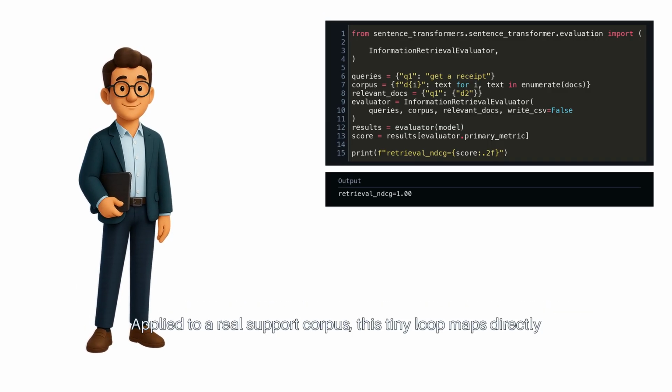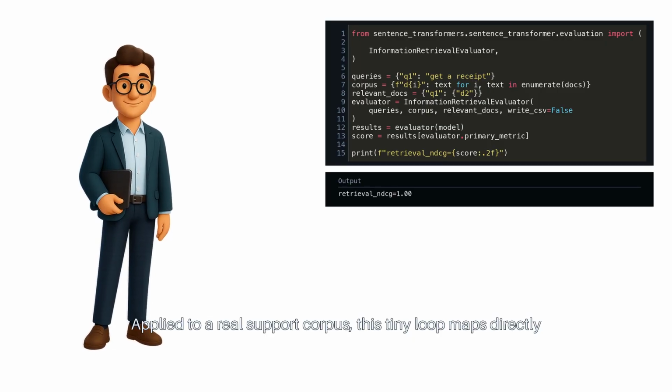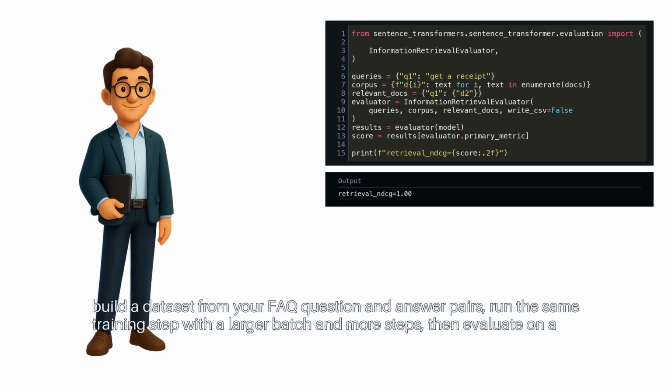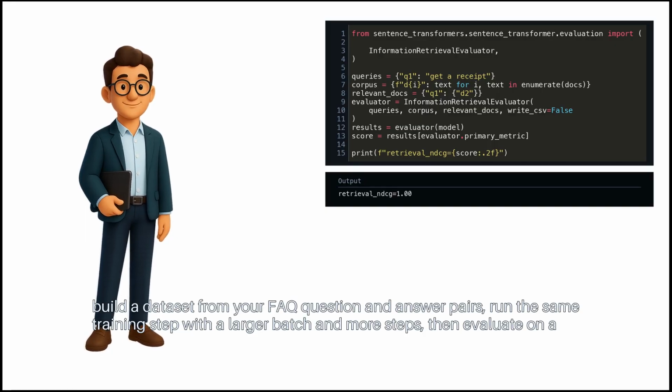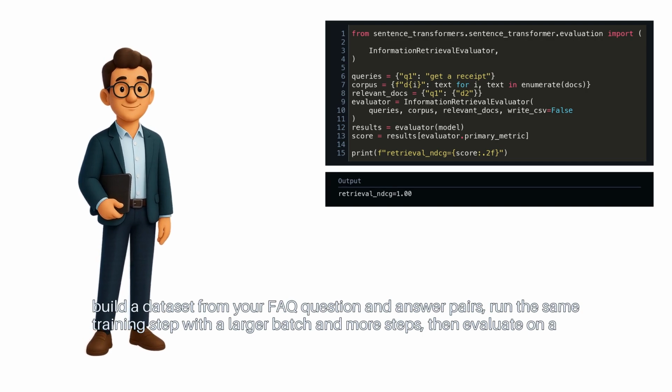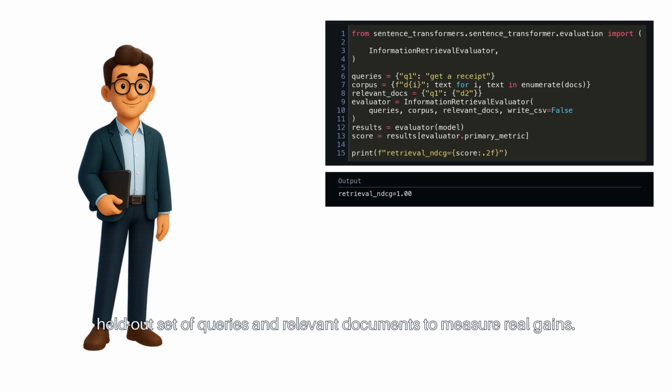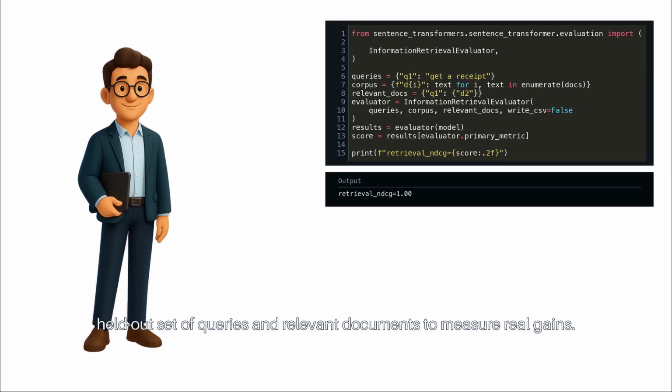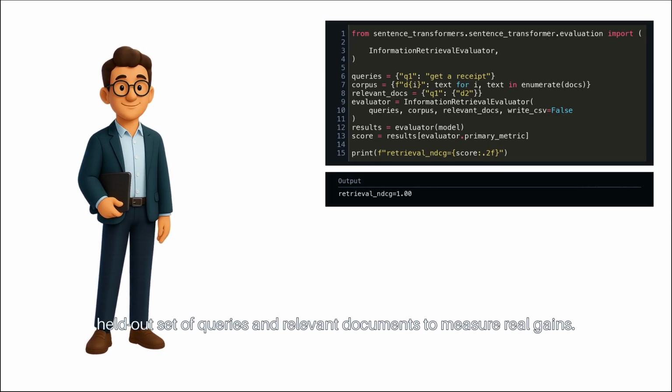Applied to a real support corpus, this tiny loop maps directly. Build a dataset from your FAQ question and answer pairs. Run the same training step with a larger batch and more steps. Then evaluate on a held-out set of queries and relevant documents to measure real gains.